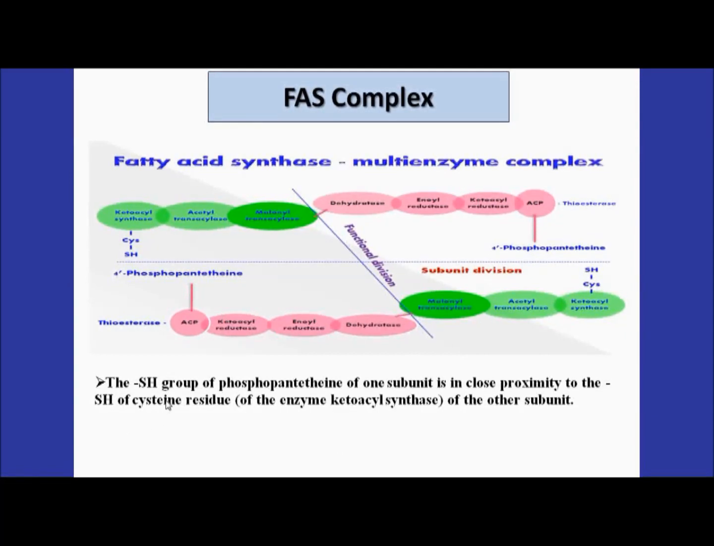I repeat, the SH group of the phosphopantetheine of one subunit always remains in close proximity or close contact with the SH group of the cysteine residue. It's the residue of the enzyme ketoacyl synthase. So here it is the ketoacyl synthase, it is the SH residue, right? So these 2 remain in close proximity or close contact. Similarly here on this side, right?